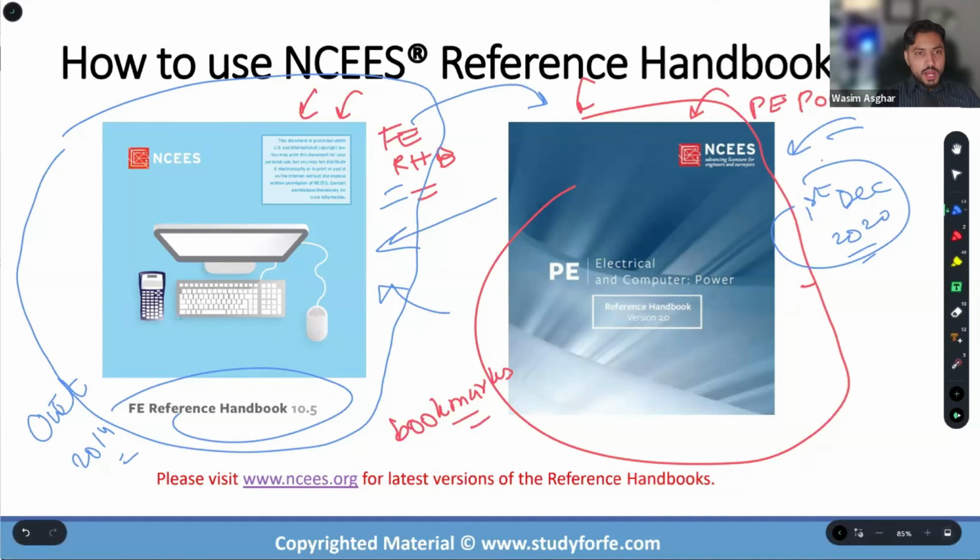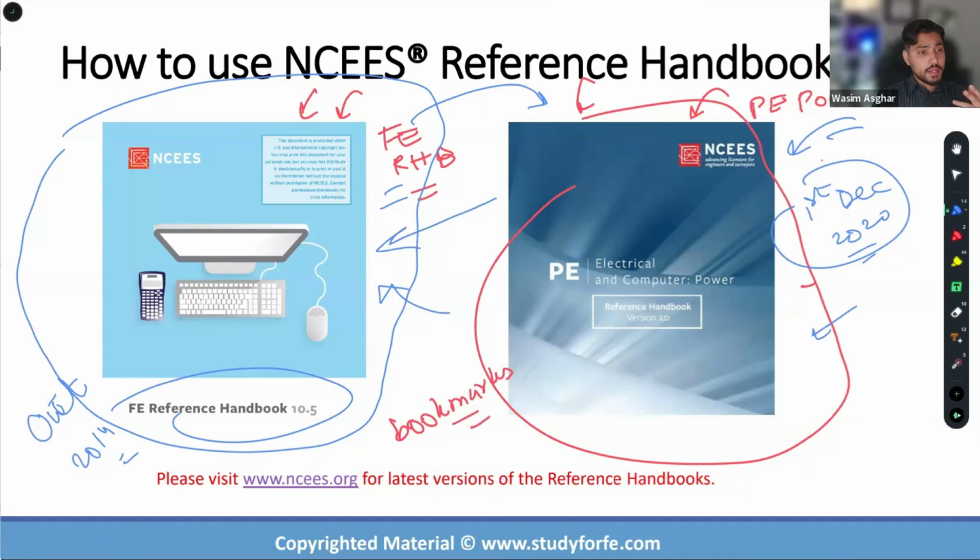Okay. So how do we use the reference handbooks? First of all, make sure that everything and anything that is in the reference handbook applicable to your FE Electrical and Computer exam or the PE Power exam, you know it inside out. As far as the FE Electrical and Computer exam is concerned, don't cut corners, because you might be tempted to cut corners since the reference material is pretty dense.